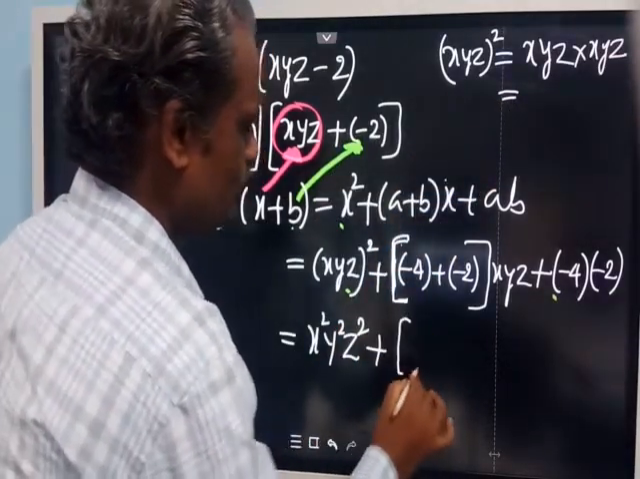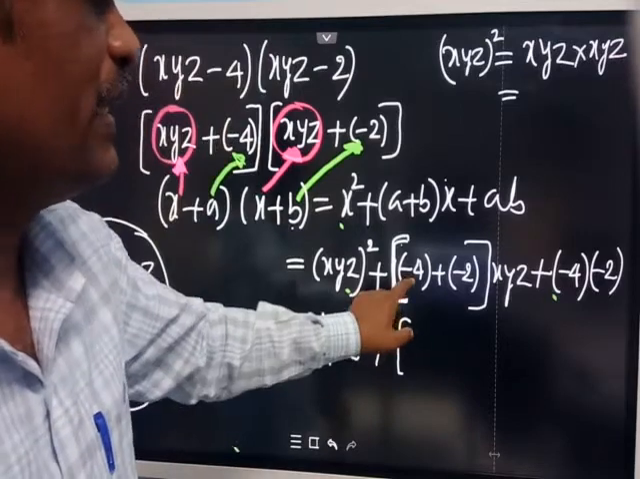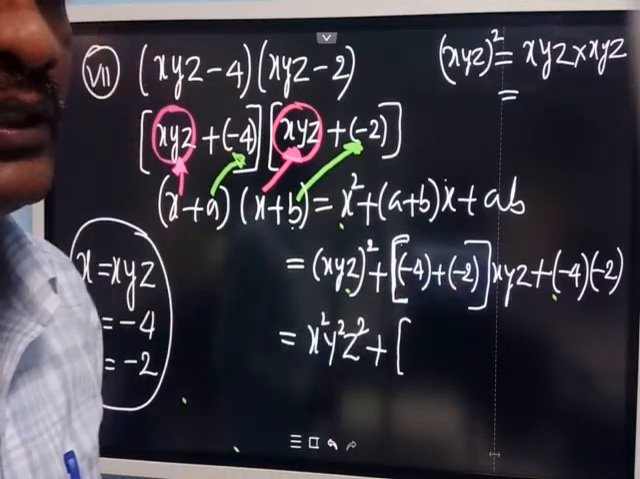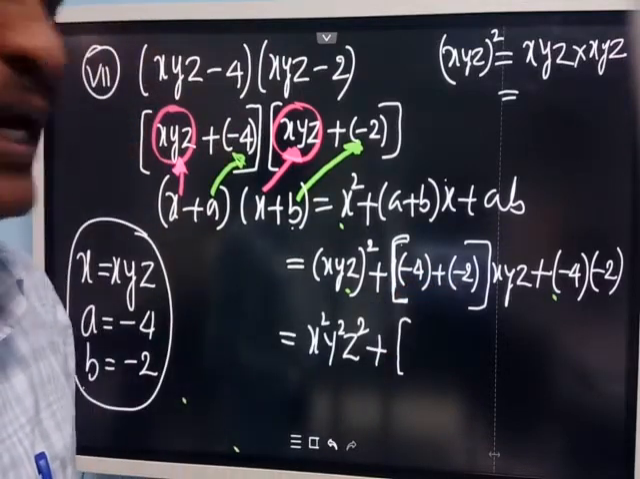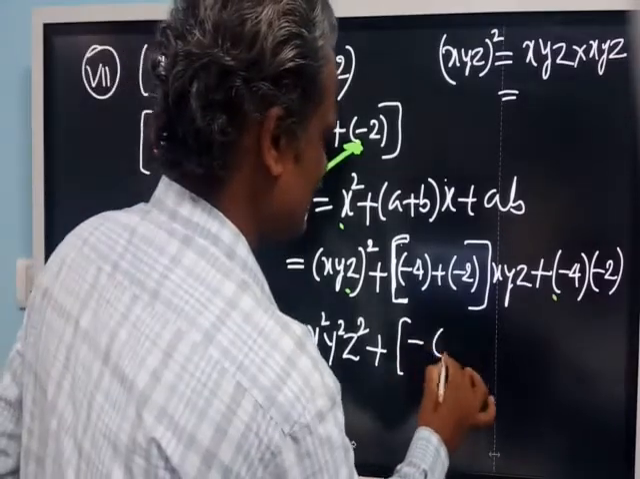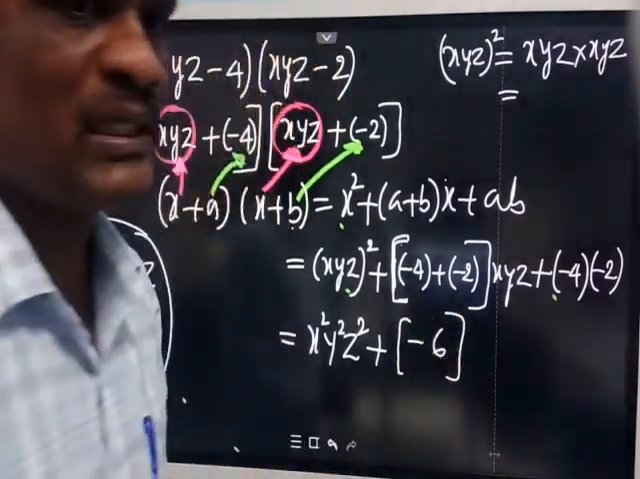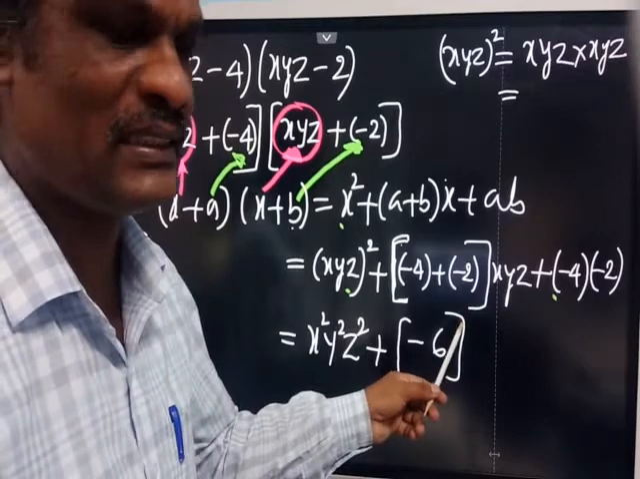So okay, now come to inside the bracket here. Minus 4 plus minus 2. Both are negative numbers, you have to add them, so it becomes minus 6. Minus 4 plus minus 2 becomes minus 6.